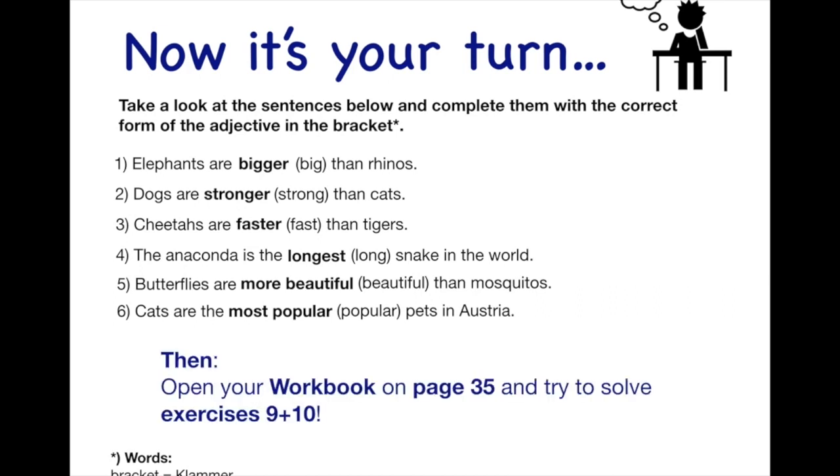Now, I would like you to open your workbooks on page 35 and solve exercises number 10. So pause the video here, do the 2 exercises, and then come back to the video for the final 2 slides.